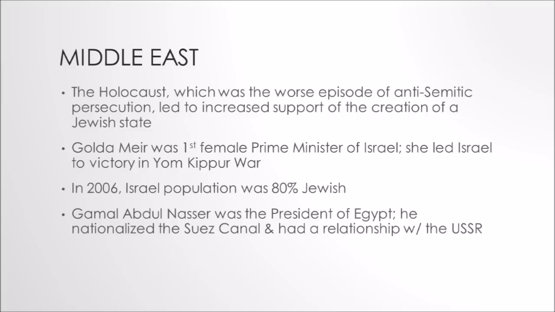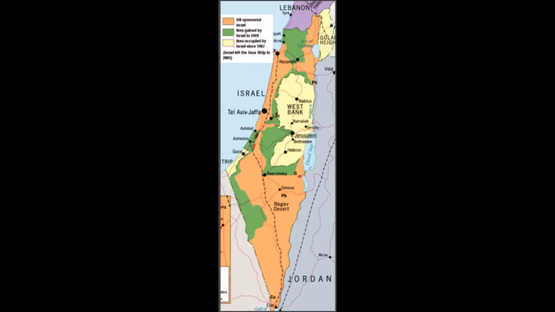Gamal Abdel Nasser was the president of Egypt. He nationalized the Suez Canal and had a strong relationship with the Soviet Union. This is a map of Israel that was carved out of the mandate called Palestine. This is Golda Meir, the first female Prime Minister of Israel, and Gamal Abdel Nasser, the President of Egypt.